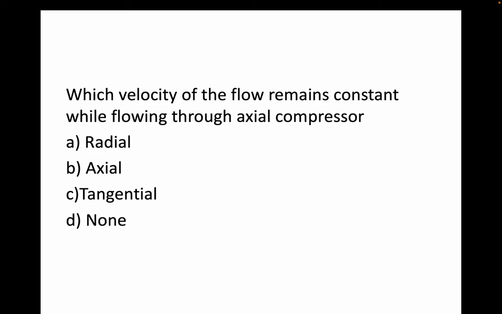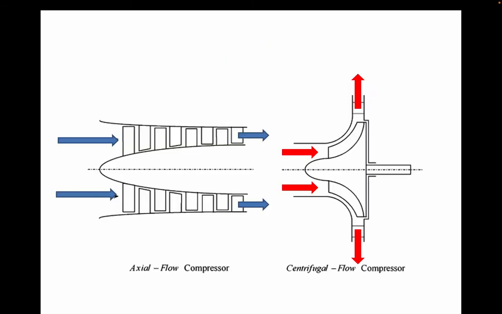So the next question is, which velocity of the flow remains constant while flowing through an axial compressor? The answer here is axial. Now the reason is that we'll see there are two broad classifications of compressors. One is the axial compressor and the other is called the centrifugal flow compressor.